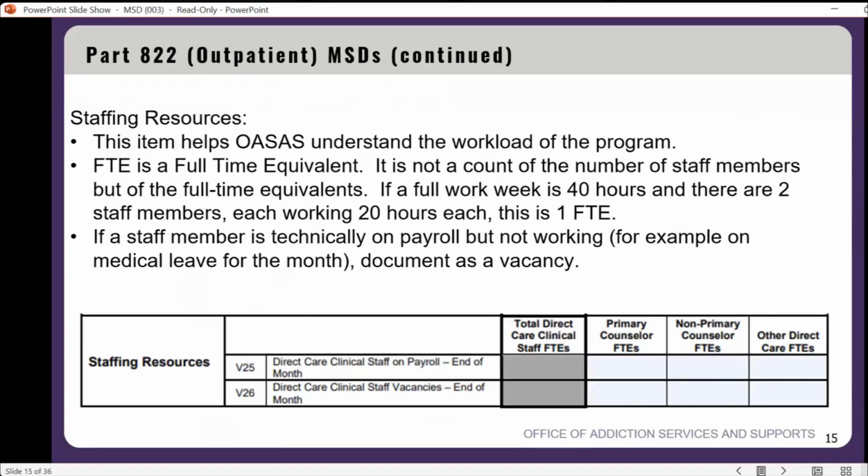Staffing resources. This item helps OASAS understand the workload of the program. FTE is a full-time equivalent. It is not a count of the number of staff members, but of the full-time equivalents. If a full work week is 40 hours and there are 2 staff members, each working 20 hours, this is 1 FTE. If a staff member is technically on payroll but not working, for example, on medical leave for the month, document as a vacancy.